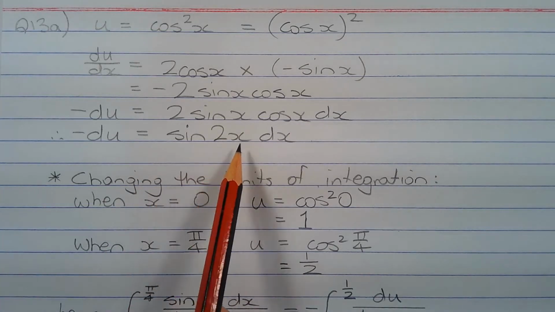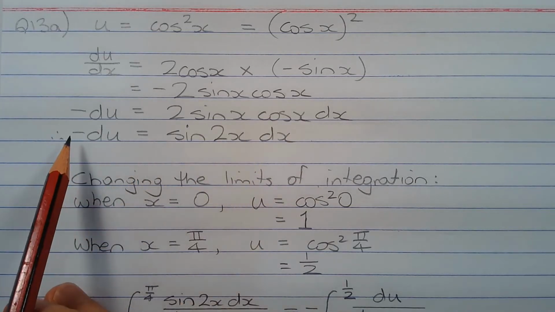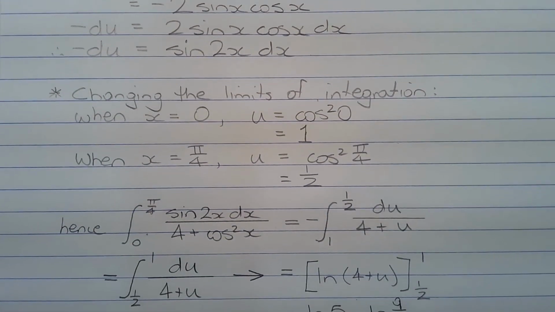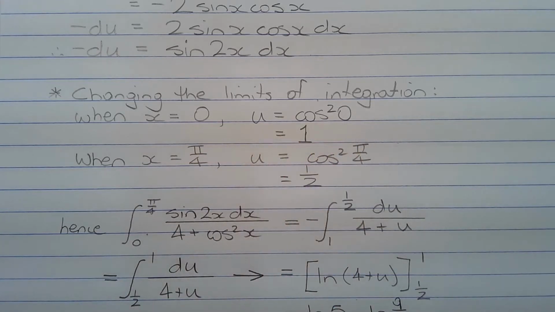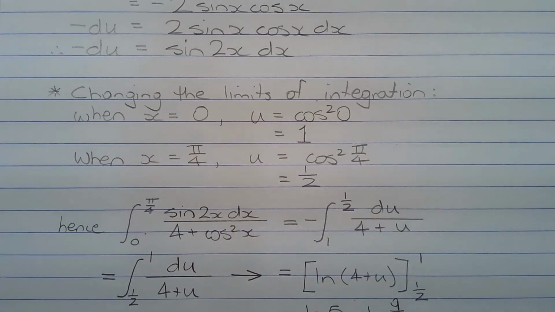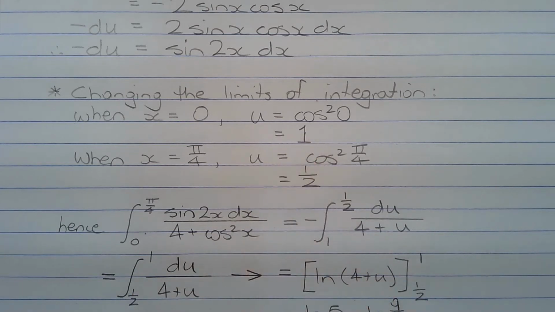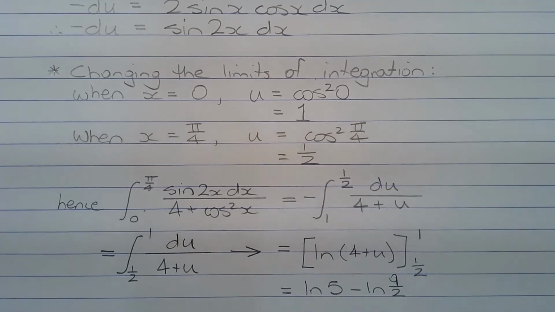Now, sine 2x dx is the numerator of the integrand, and that's going to be replaced with negative du eventually. The next step is changing the limits of integration. So when x equals 0, u equals cos squared of 0. So that's using the substitution. Substituting x equals 0 into the substitution u equals cos squared x, u equals cos squared of 0, which equals 1. And when x equals pi over 4, u is equal to cos squared pi over 4, which equals half.